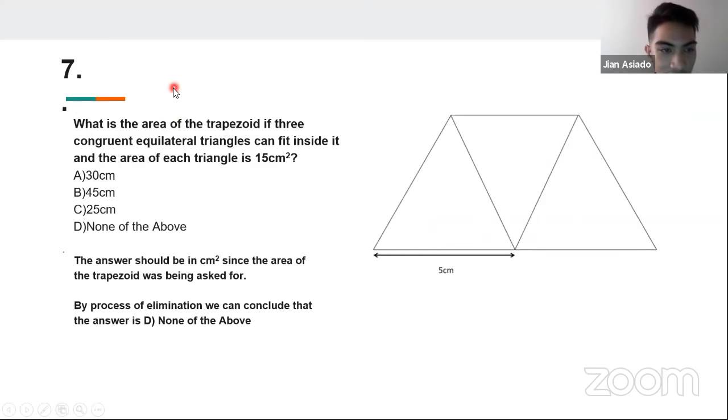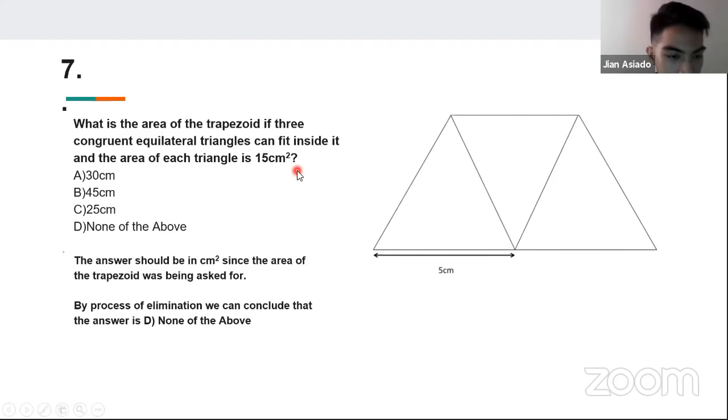Okay, number 7, what's the area of the trapezoid if 3 congruent equilateral angles can fit inside it and the area of each rectangle is 15? So, well, what we can do here is, yung point ng question is parang trick question siya, no? But basically, para makuha mo kasing area ng trapezoid, kailangan mo ng height, no? So, you need the height of this trapezoid, and then yung base din, lapad ng base.